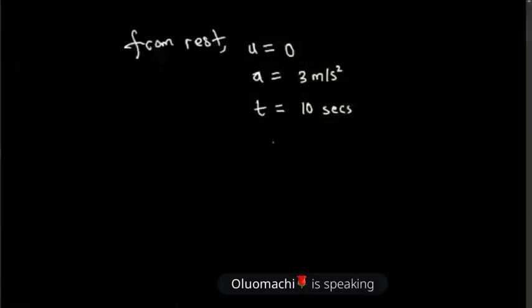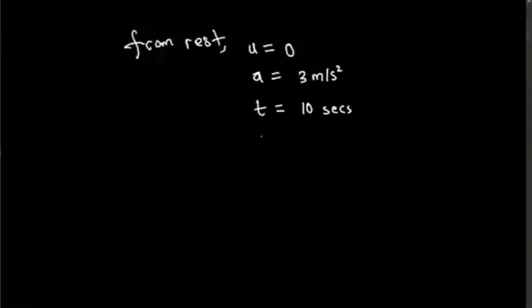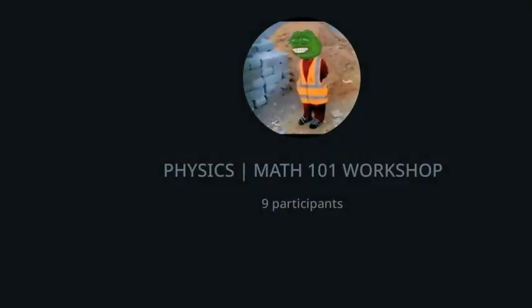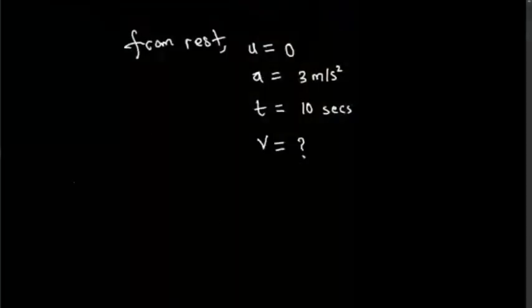What is its final velocity? So we're looking for V, which is the final velocity. Now that we've written our parameters, we can figure out which equation of motion can help us solve this question. So you must memorize the equations of motion. You must cram it if possible, if that's what will make you understand. Cram the three main equations of motion.